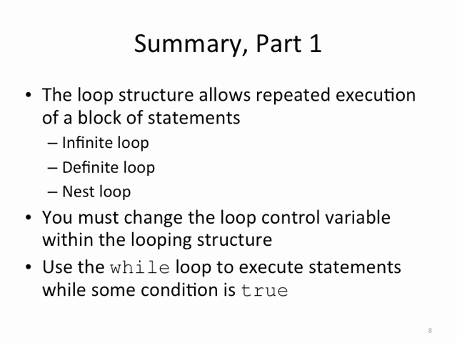To summarize, a loop structure allows repeated execution of a block of statements. We talked about an infinite loop. It is a loop that never ends. We talked about a definite loop. That's a count-controlled loop. We talked about an indefinite loop that is controlled by some user input. And we talked about nested loops, a loop within a loop. You must change the loop control variable or the loop control condition within the looping structure. Otherwise, you will have an infinite loop. And we use a while loop to execute statements while some condition is true. It can be either definite or indefinite.